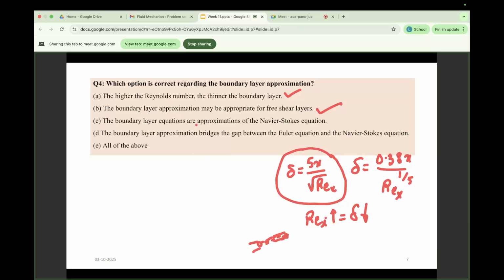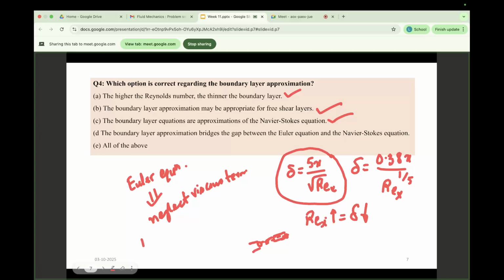Next is this: the boundary layer equation is an approximation of the Navier-Stokes equation. Yes, I have explained it in the earlier question with some assumptions. So that is also partially correct. The fourth is that this boundary layer approximation bridges the gap between Euler's equation and the Navier-Stokes equation. So see, Euler's equation is basically the Navier-Stokes equation where they neglect the viscous term.